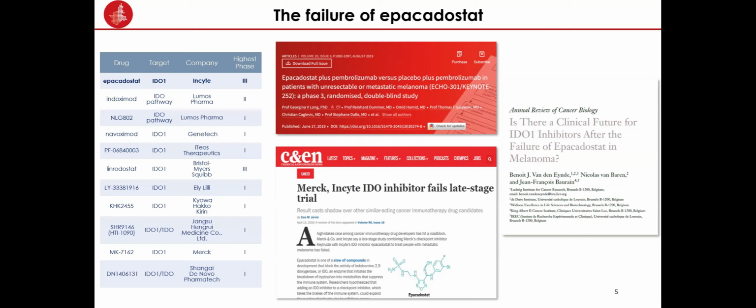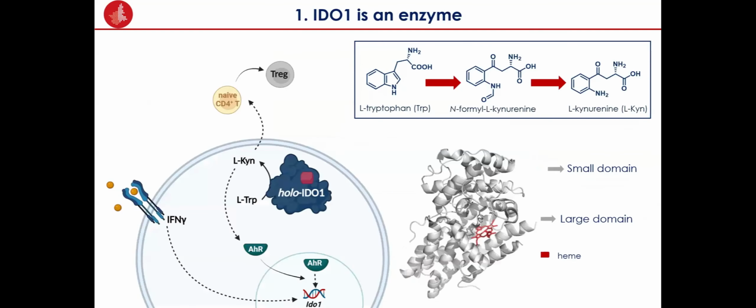But it is thought that the main reason for this failure is that at the time of the discovery of epacadostat, the knowledge about IDO1 biology was really poor. And nowadays it is clear that IDO1 is a much more complex protein than what was initially assumed. So I will focus my lecture on 3 different key features that IDO1 has. And I will also highlight how you can modulate these key features by using small molecules. So I will focus my lecture on the evolution that the understanding of IDO1 has experienced over time.